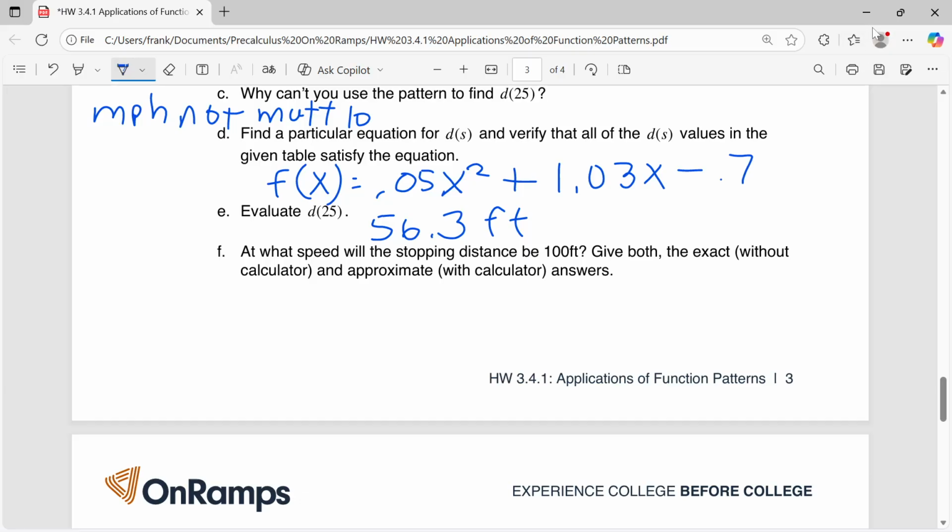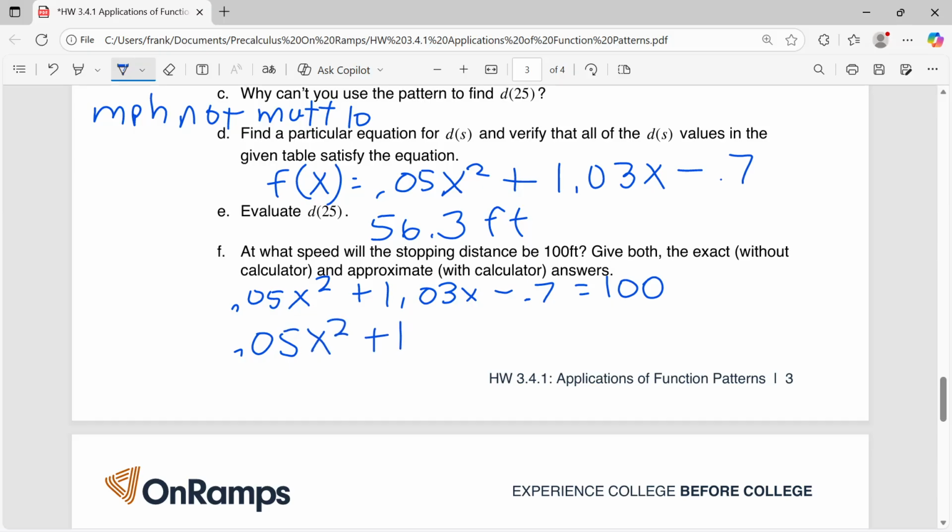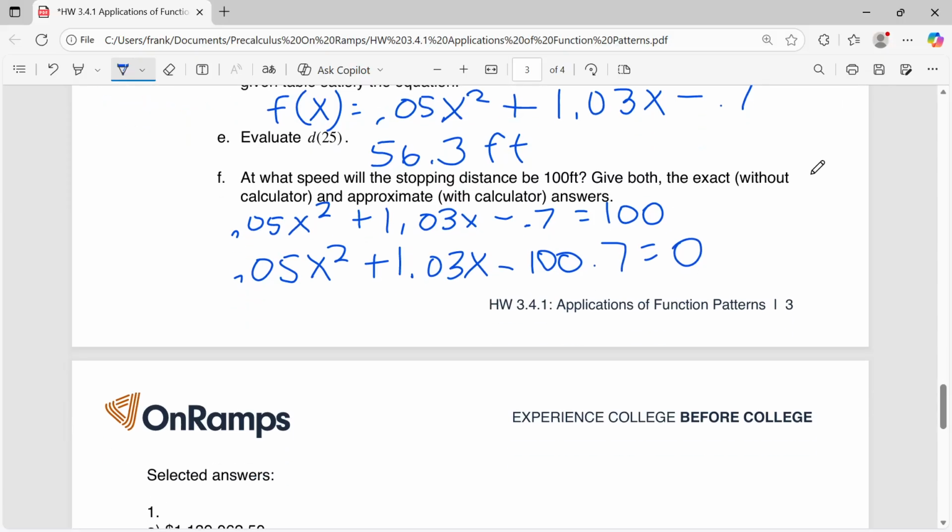Now this says, at what speed will the stopping distance be 100 feet? Give both the exact without calculating an approximate. So I'm going to take the equation, 0.05x squared plus 1.03x minus 0.7, and that equals 100 feet. And I will subtract 100 from both sides. I get 0.05x squared plus 1.03x minus 100.7 equals 0.